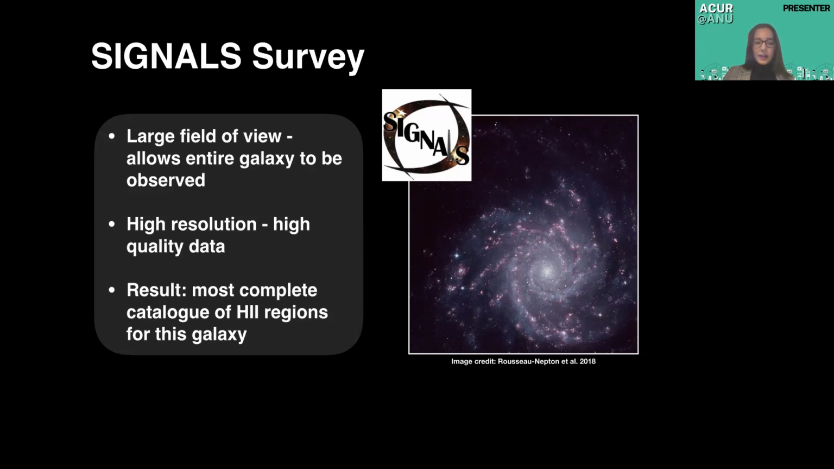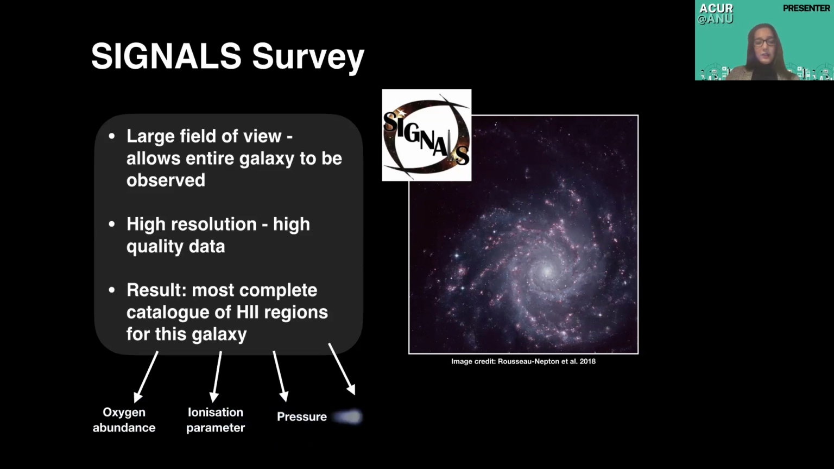Having this complete catalogue will be vital in providing a clearer picture of the star formation history of the galaxy and allow us to derive different properties of these star forming regions via emission lines. In my study, I derived the following properties: oxygen abundance, ionization parameter, pressure, and electron density. These properties are all equally important and provide crucial information on the chemical history of the galaxy.